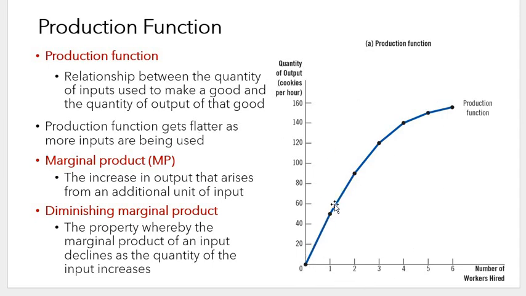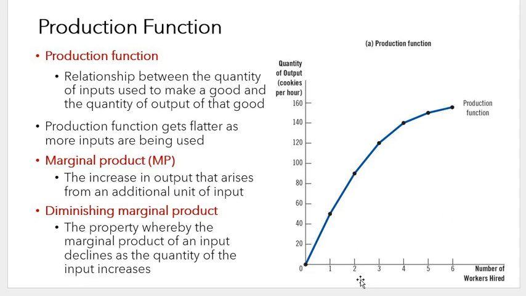It shows, for each additional unit of input, so in this case workers, labor of course is one of the inputs to produce goods, cookies. 1 worker we have 50, 2 workers 90, if you still remember the numbers, 3 workers we have 120 and then more, just plotting them there.